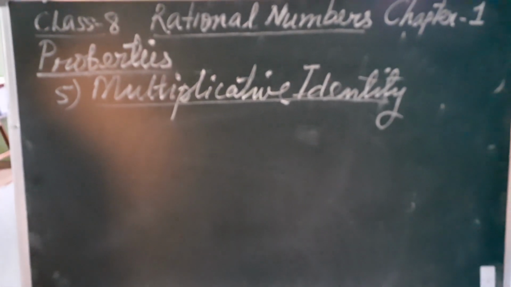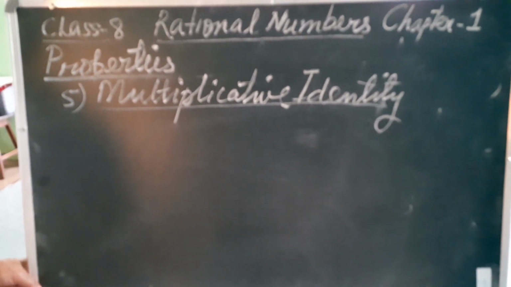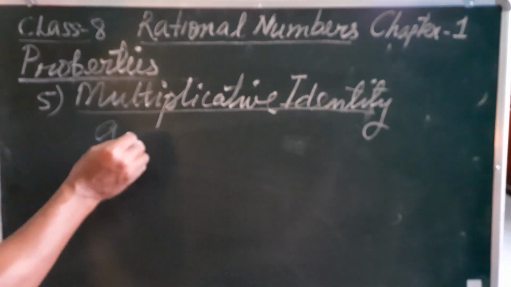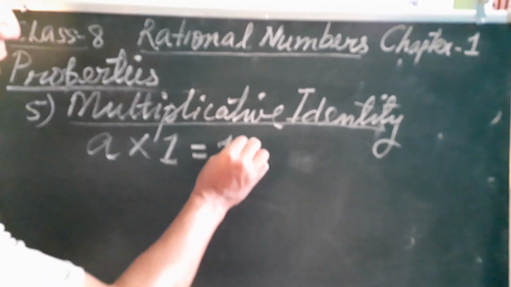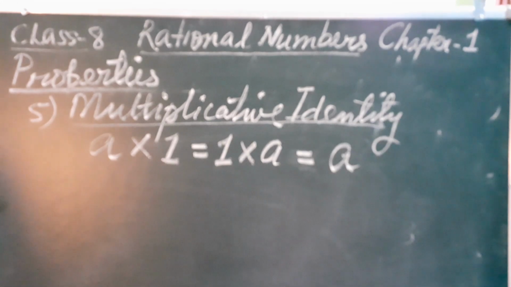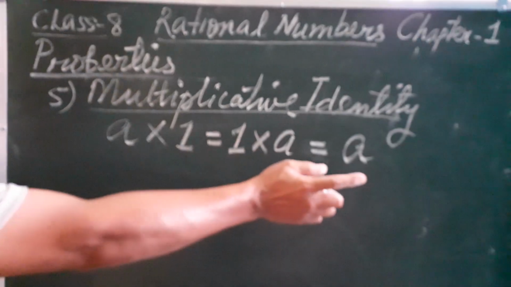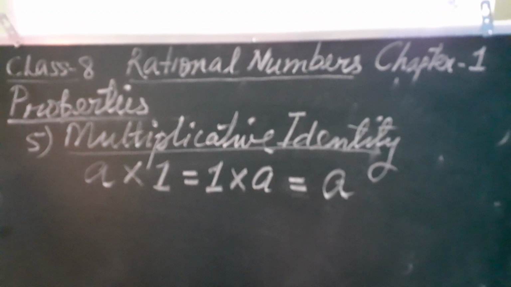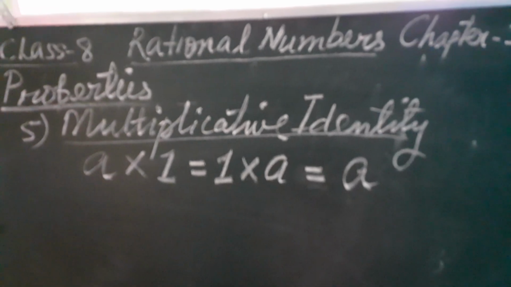The next property is multiplicative identity. If A is a rational number, then A into 1 is same as 1 into A. It is equal to A. This means that if you multiply any rational number with 1, you will always get the same rational number. This is called multiplicative identity. And 1 is called the multiplicative identity of rational numbers.